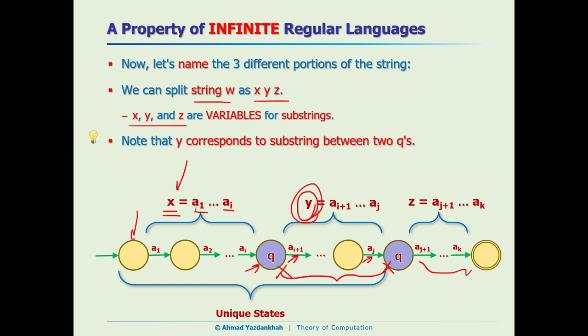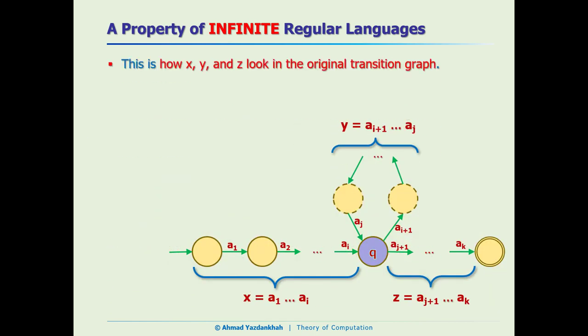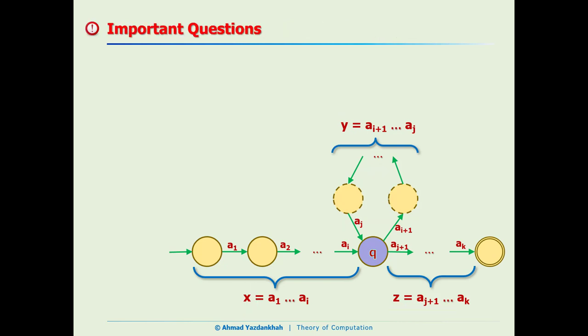So this is called Y. This is an important part of this split. Okay, now let's look at the same projected graph and see how it looks when we convert it to the original one. So the X is here, the Y is on the simple cycle, and the rest of that is Z. Okay, now based on this knowledge, let me ask very important questions.